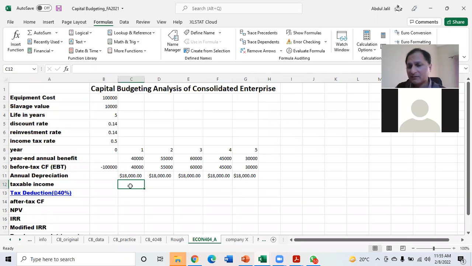Okay, what is the taxable income? Now this is the question which needs to be answered. What is the taxable income? What do you think?